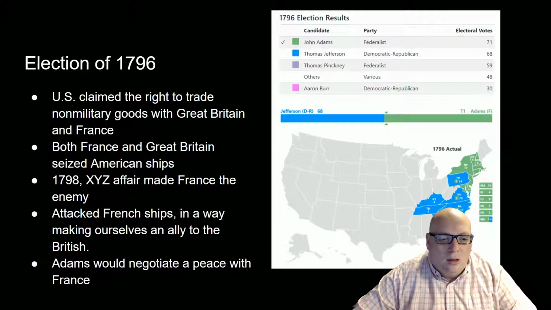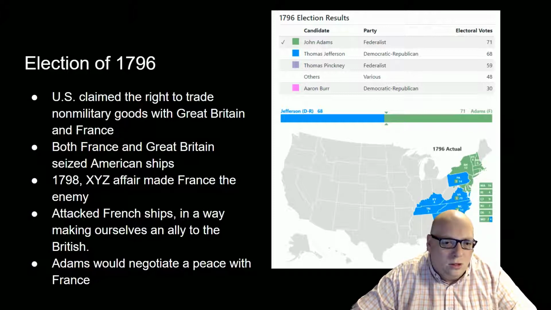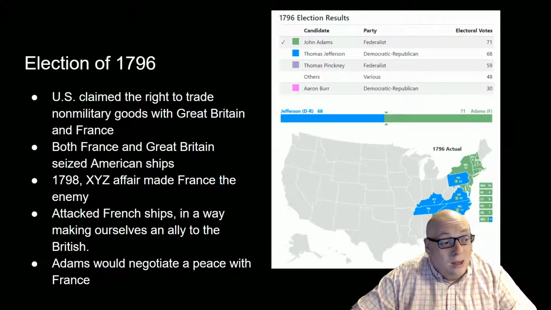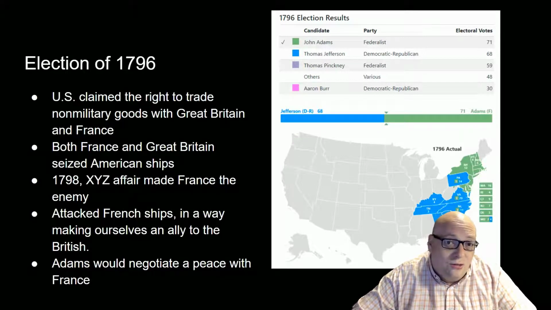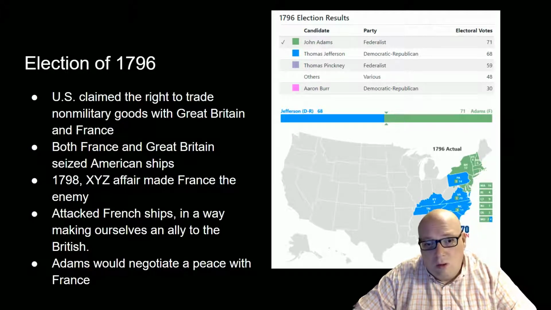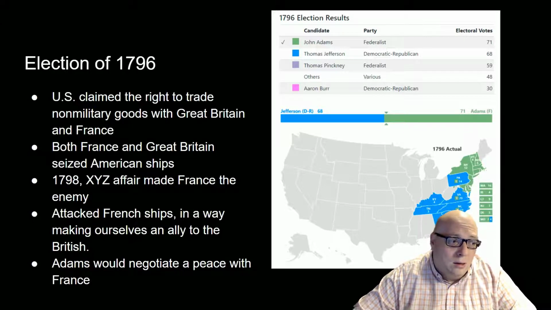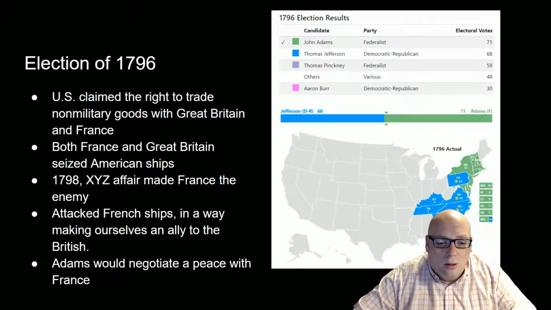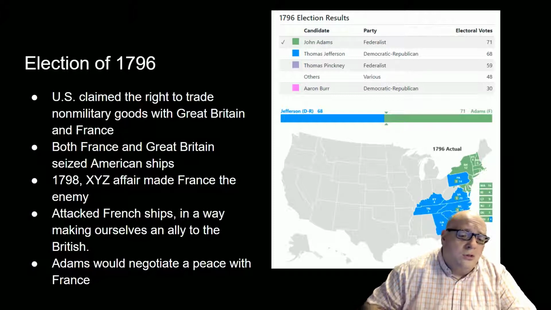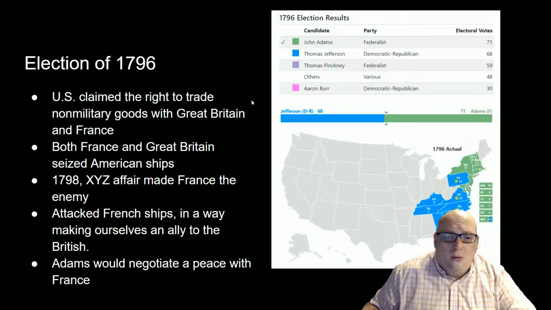So we begin this kind of quasi-war with the French, especially in the French West Indies, and we attack French ships. But in a way, by attacking these French ships, we're allying ourselves to the British, who are also at war with France. So even though we really haven't engaged in declared war against France, we are attacking them. And in a way, we are helping the British out. Later, by 1800, though, Adams would actually negotiate peace with France right before he leaves office.